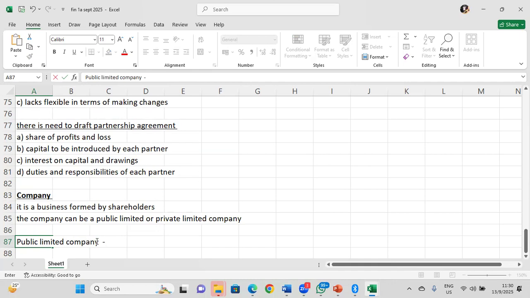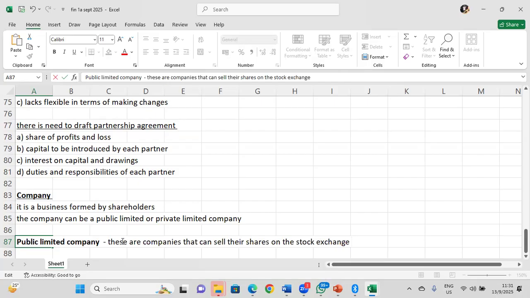Public limited companies are companies that can sell their shares on the stock exchange. If you want shares today, you don't go into a shop and say, I'm here to buy shares. We go to the stock market where they buy and sell shares. So public limited companies can sell their shares via the stock market.